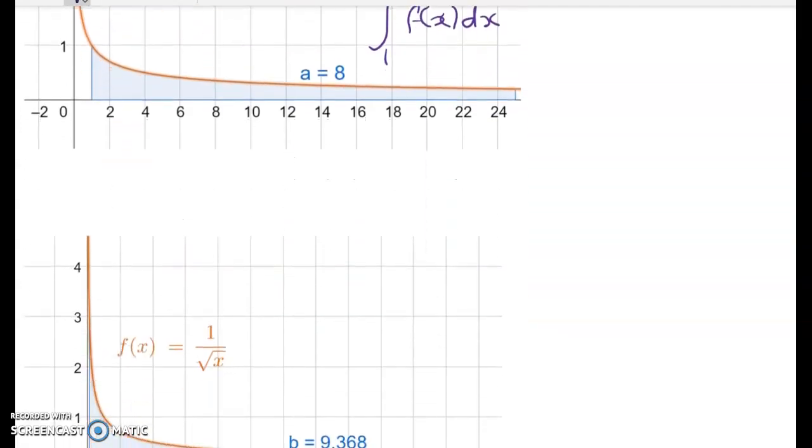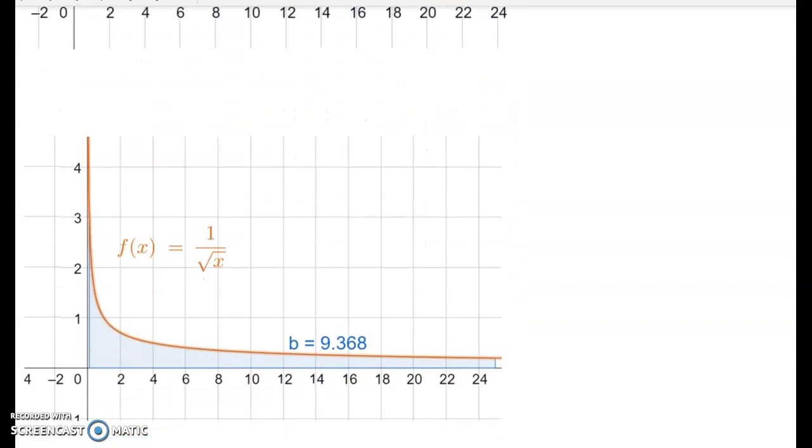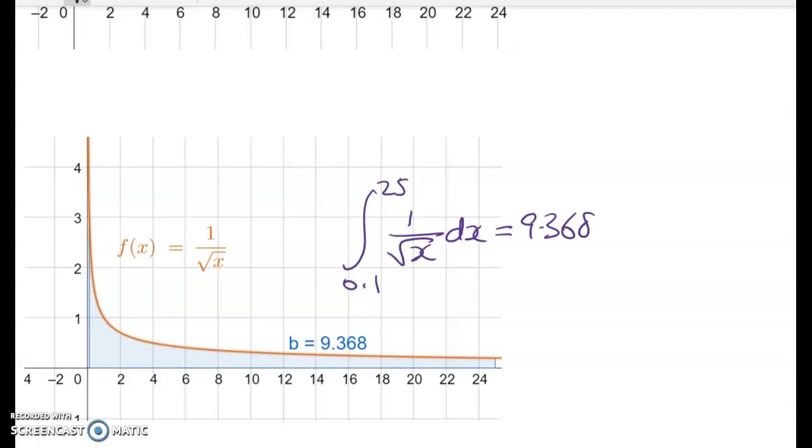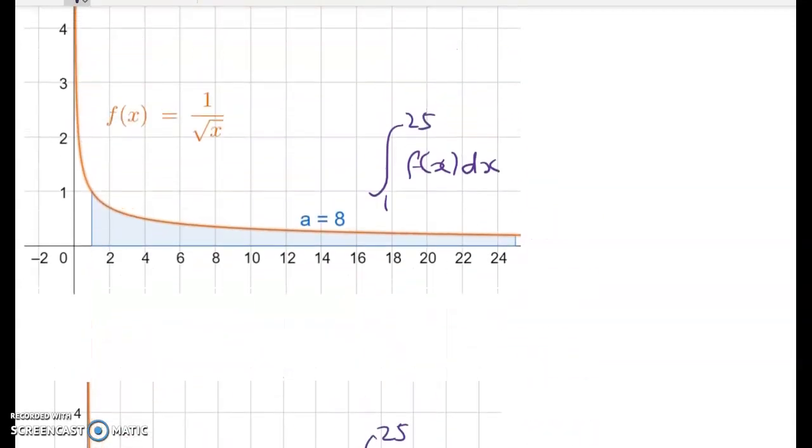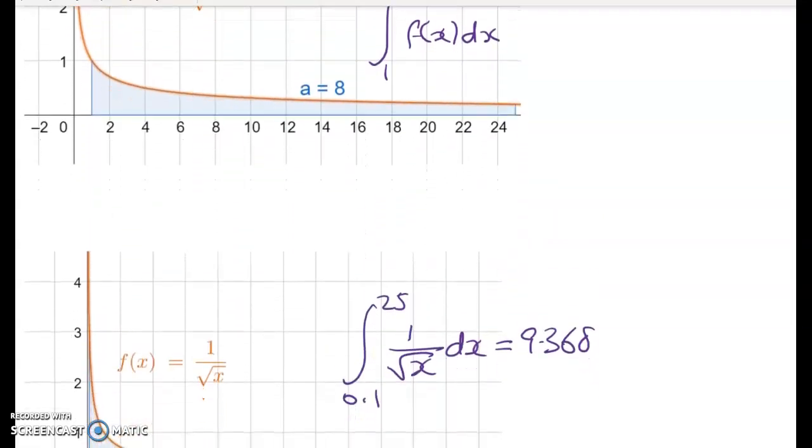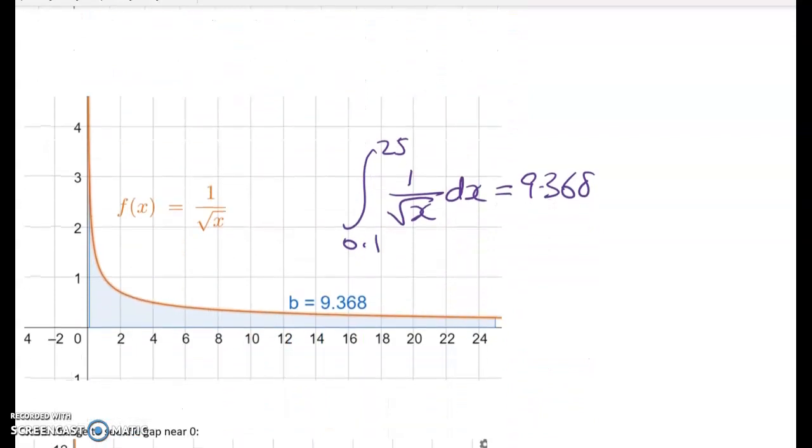Now, when we move down to here, this is the integral that we get when we've got the integral between 25 and 1/10, or 0.1, and that works out to be 9.368. So you can see that the area is growing, but the question is, how fast is it growing? Is it growing so fast that there's no number that we're converging to? So you might want to pause the video here and just try a couple more out and see where it's heading to. I've got some graphs drawn to show you that.